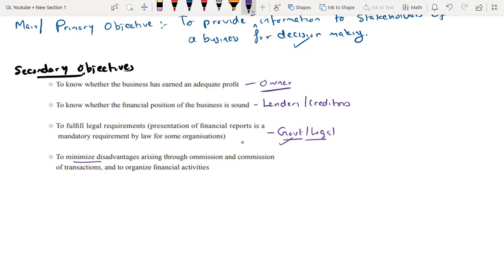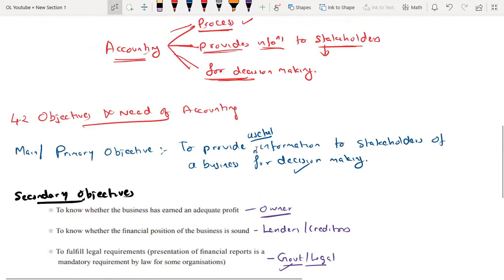By omitting some transactions, the business may understate or overstate profit, right? So to minimize disadvantages that arise through omission and commission of transactions, and to organize the financial activities, we need accounting. By doing accounting only, we may know how much profit we are making and through which sources we are making profit and through which sources we are losing profits. So we need to do accounting.